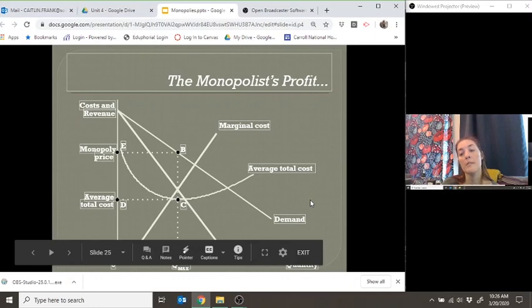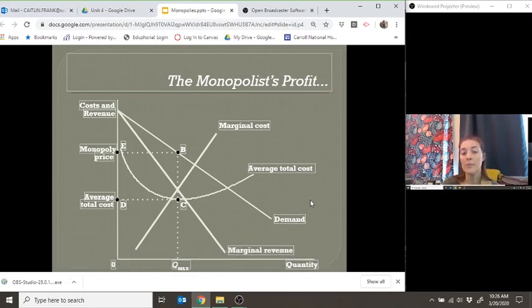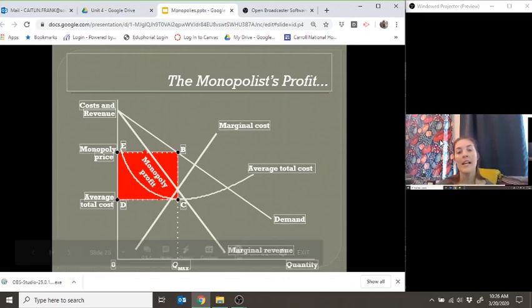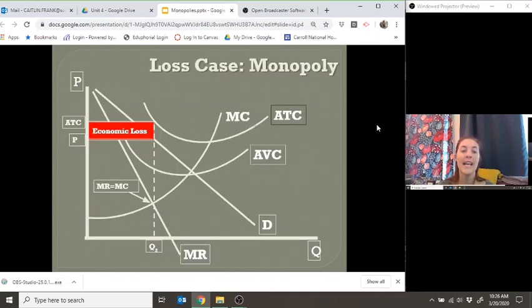So if I wanted to measure a monopolist's profit, just like before, the price, which is where it hits the demand line, is compared to the ATC and over. So this square right here would be the monopolist profit. A monopolist almost always makes profit, but they can make a loss if the ATC is above the price they're charging on the demand line.